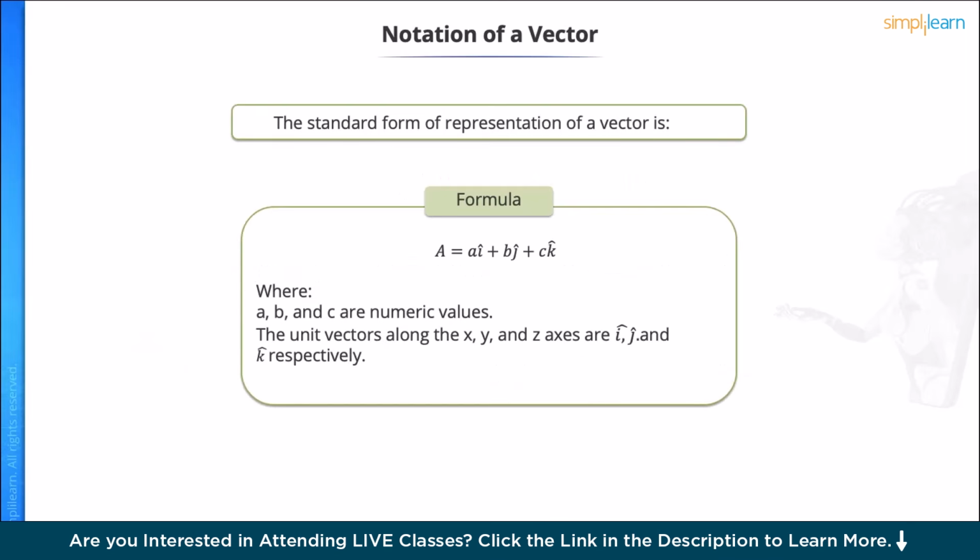Notation of a vector. A vector can be represented in a standard form as a = a i-cap + b j-cap + c k-cap, where a, b, and c are numeric values. The unit vectors along the x, y, z axes are i, j, and k cap respectively.